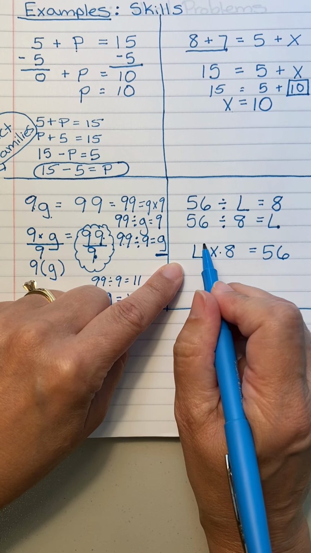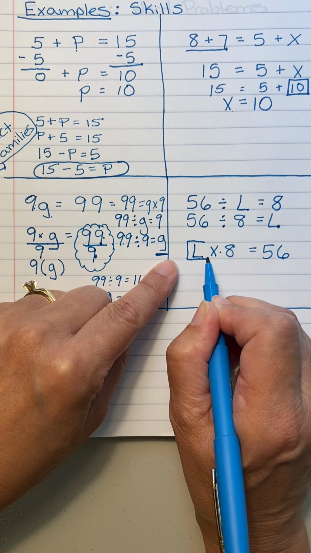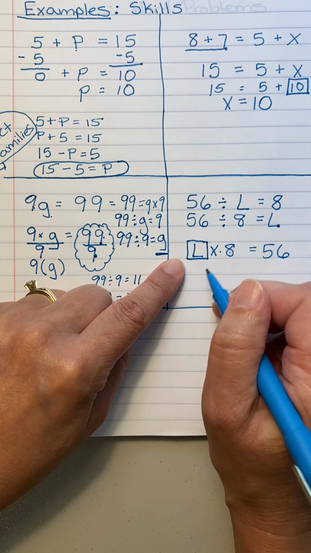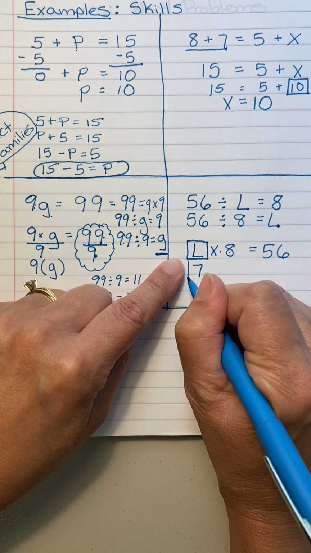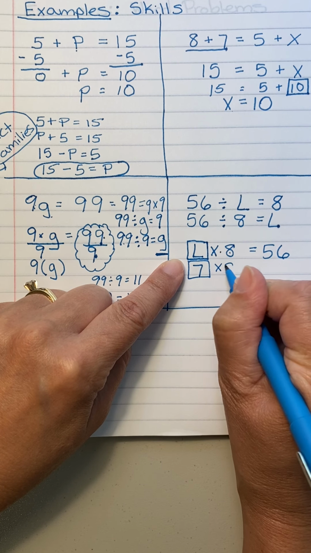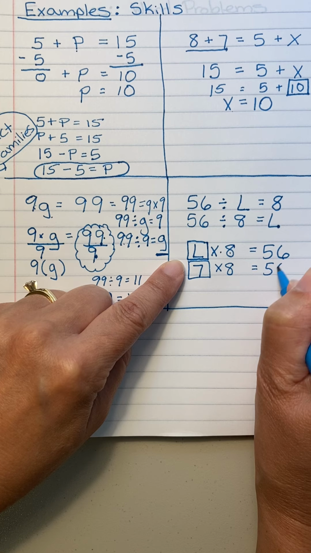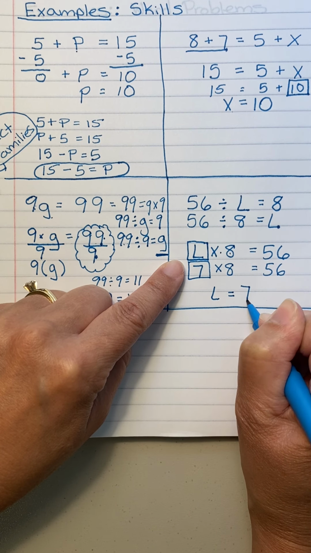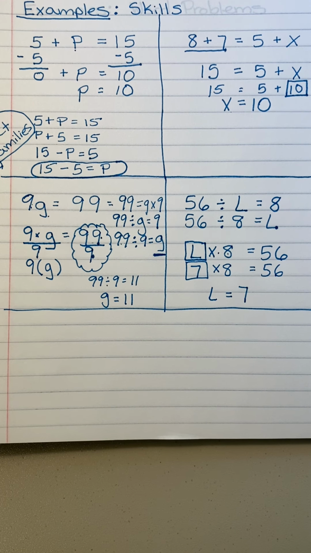What times 8? So in the past, we might have seen this as a box or a question mark. What times 8 equals 56? 7 times 8 equals 56. So L equals 7. So those are 4 different skill examples of solving equations.